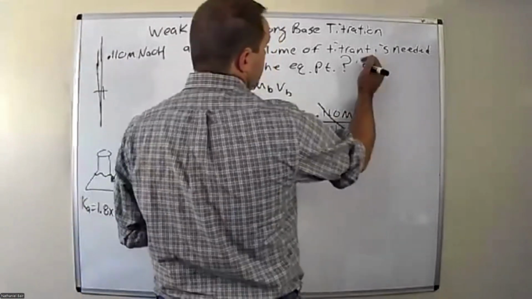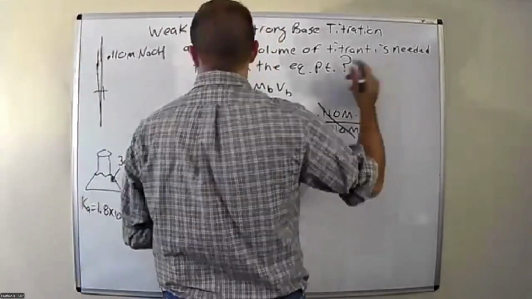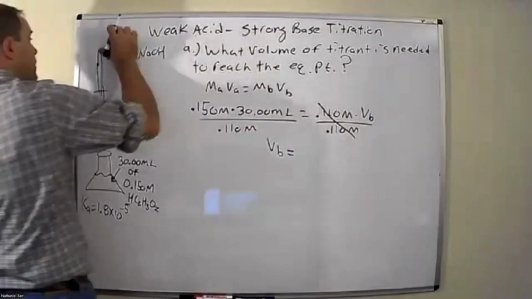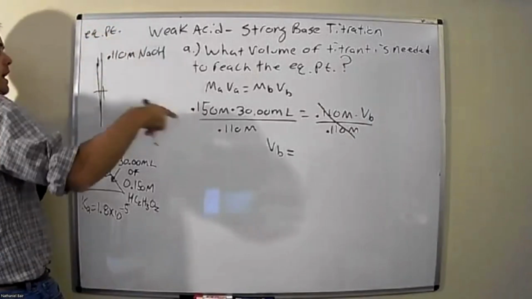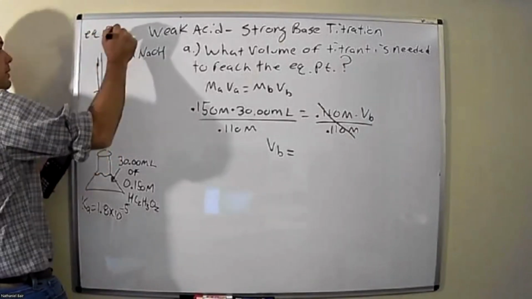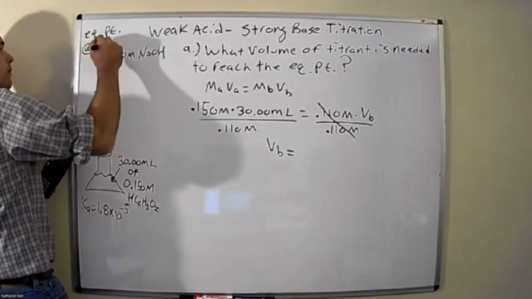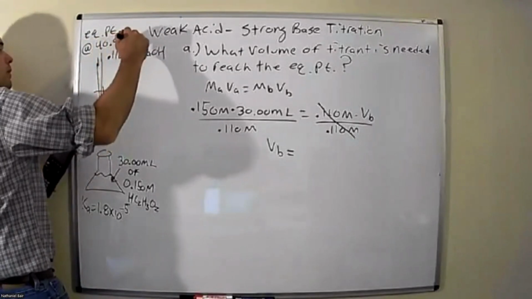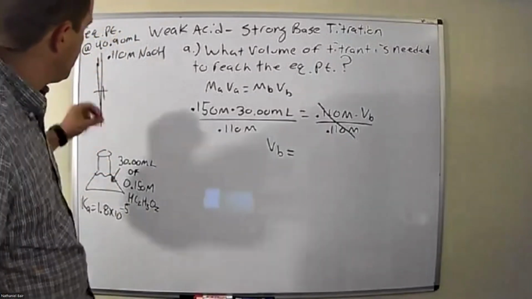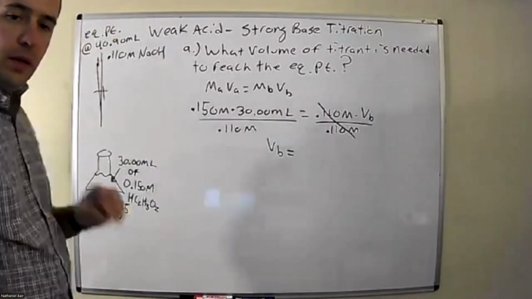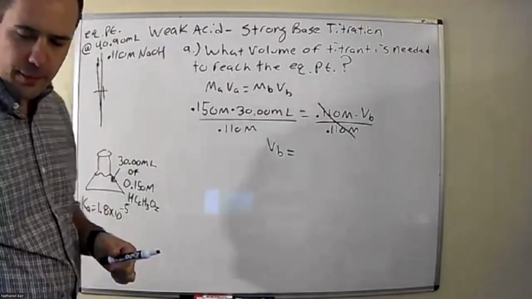So we're going to make a note of that. The equivalence point, we're going to make a note of that right up here. The equivalence point is at 40.9 milliliters of the titrant being added. So after we've dispensed 40.9 mL out of the burette, we'll have reached the equivalence point, okay?